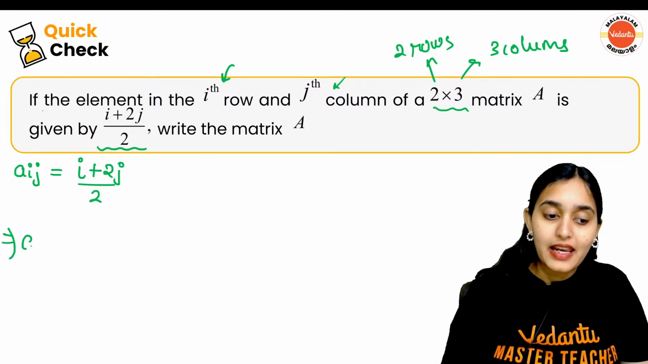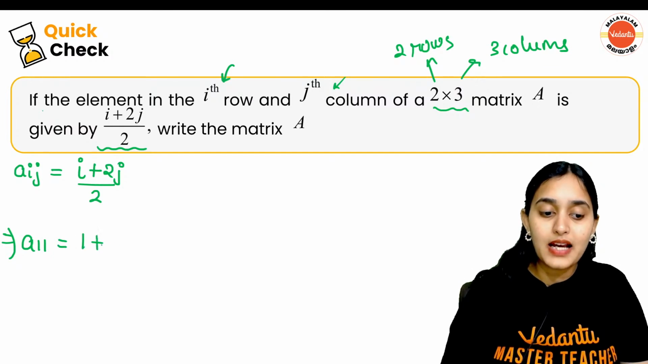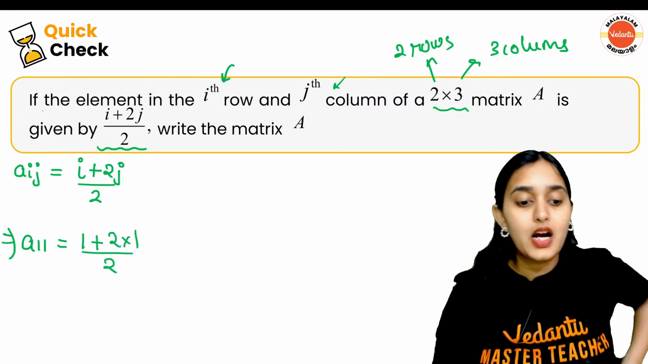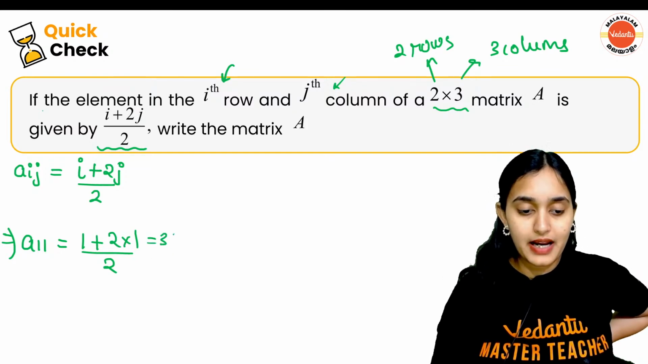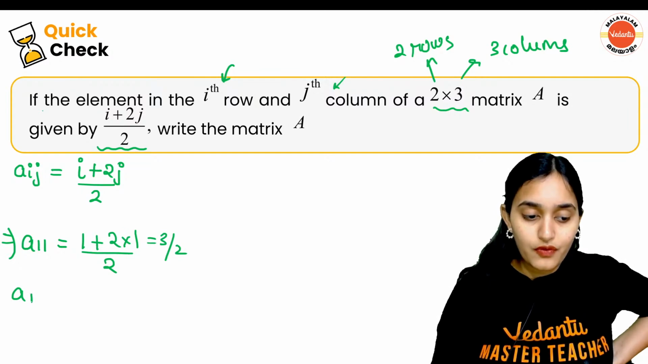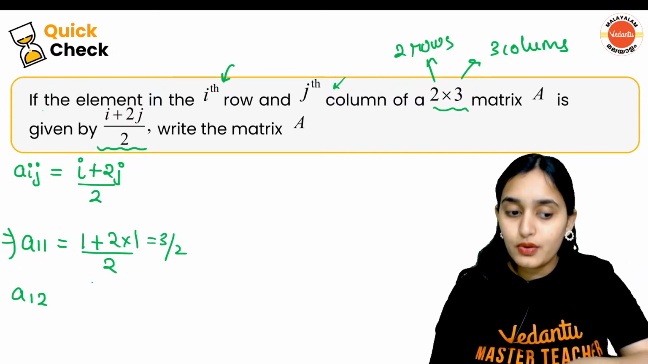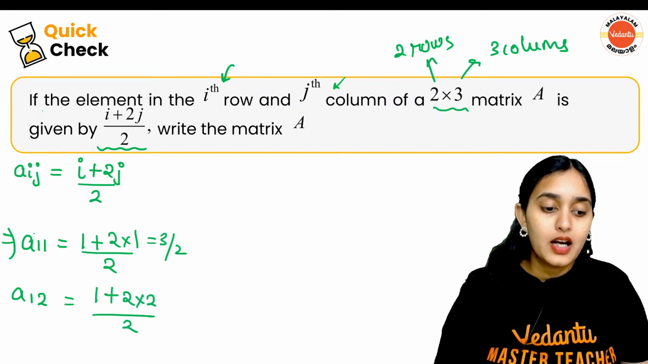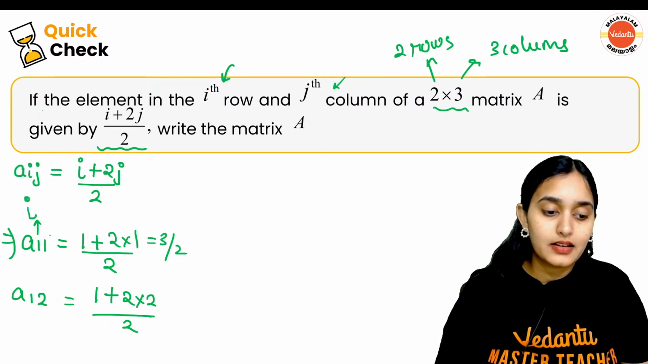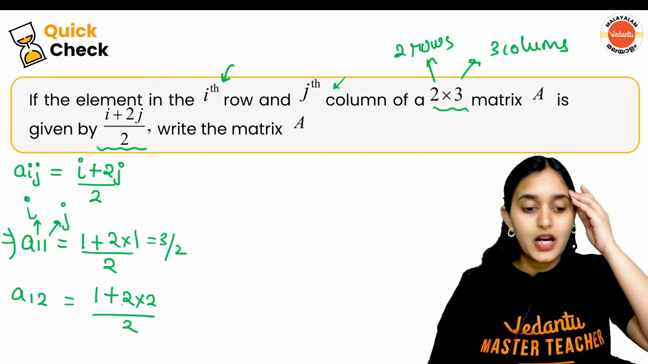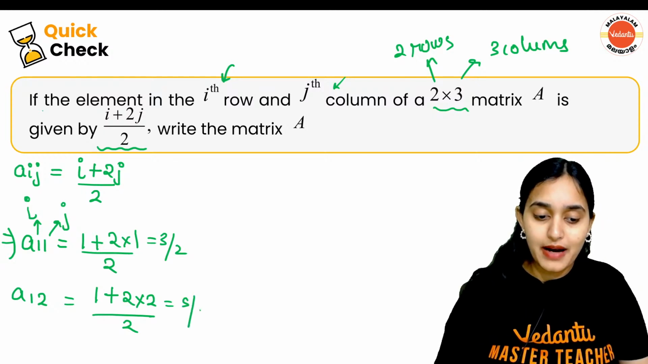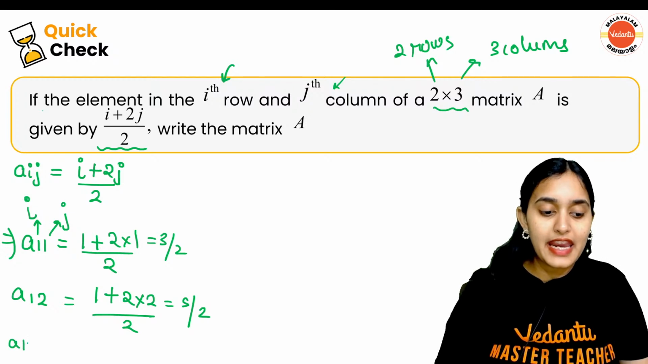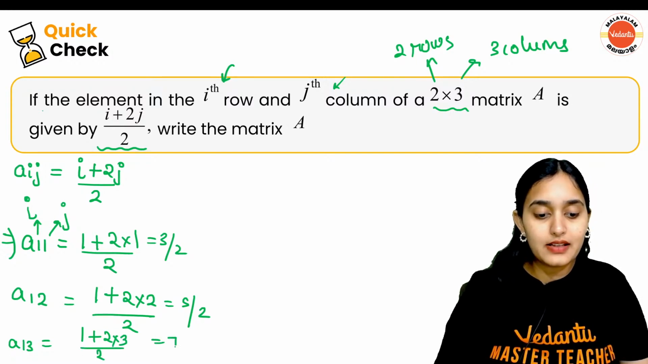This implies that A11 is (1 + 2 into 1) divided by 2. 2 ones are 2 plus 1, 3, 3 by 2. Similarly, A12, row 1 column 2, is (1 + 2 into 2) divided by 2. So this is i, this is j. Clear? Now 2 2s are 4, 4 plus 1, 5 by 2. Similarly, A13, row 1 column 3, divided by 2. 2 3s are 6, 6 plus 1, 7, 7 by 2.